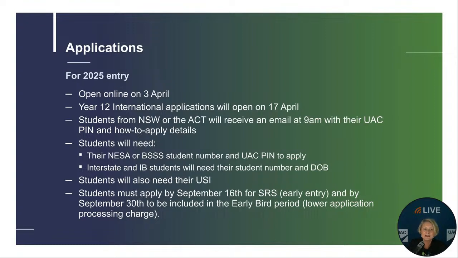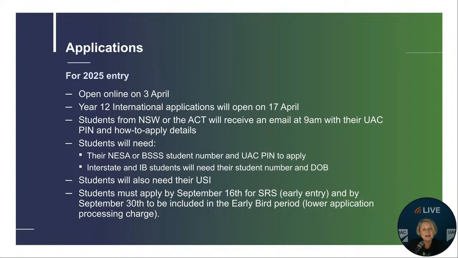Now, students in New South Wales or the ACT should have received an email at 9 a.m. this morning with their UAC PIN and information about how they are to apply. Students applying will need their NESA or BSSS number and the UAC PIN that was sent to them this morning. Now, all student numbers will be their date of birth, so day, month. Students will also need a USI, the unique identifier, to add to this application, which will be a mandatory field.